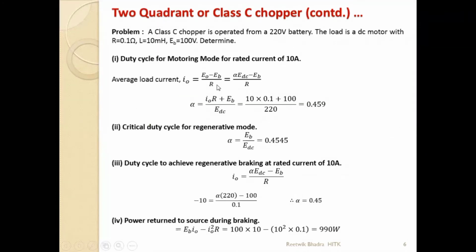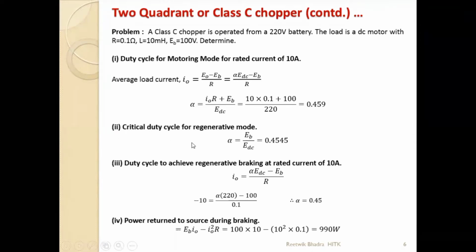So E naught minus EB by R. So they have used the formula of step down, alpha EDC minus EB by R. And you can calculate this alpha from here, that is I naught into R plus EB, because EB will come in this direction. Alpha into EDC, so EDC goes in the denominator. You put all these values, 0.1 and 100, everything is given in the data, so you can calculate your alpha.